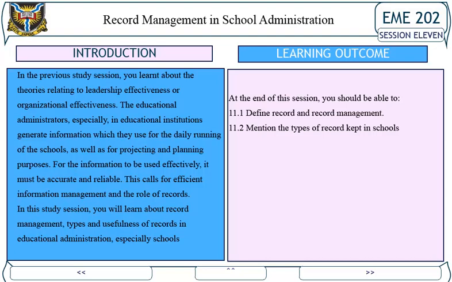Introduction. In the previous study session, you learned about the theories relating to leadership effectiveness or organizational effectiveness. The educational administrators, especially in educational institutions, generate information which they use for the daily running of the schools as well as for projecting and planning purposes. For the information to be used effectively, it must be accurate and reliable. This calls for efficient information management and the role of records.